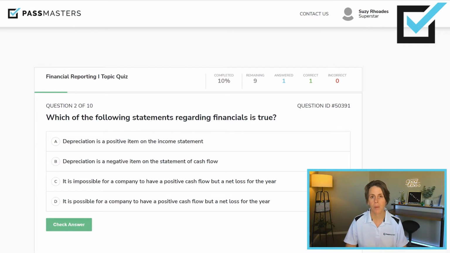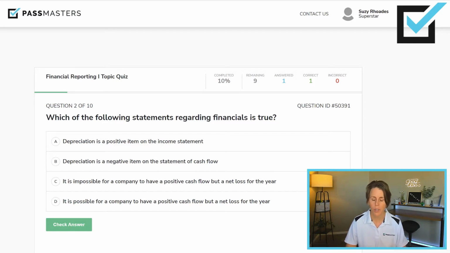Which of the following statements regarding financials is true? Depreciation is a positive item on the income statement. No, it's not. Depreciation is an expense. It's a negative item on the income statement. Depreciation is a negative item on the statement of cash flow. No, it's not. It's an add back. It's a positive item on the statement of cash flow. It is a non-cash expense.